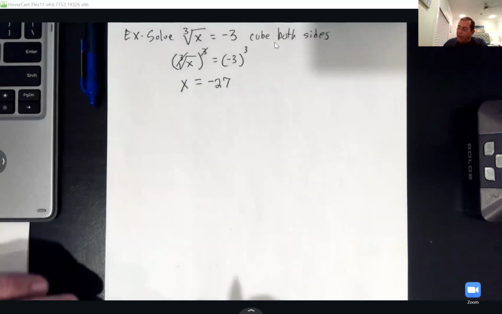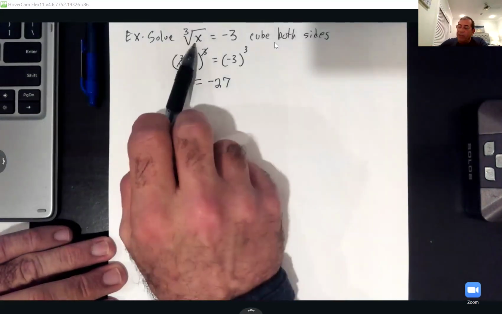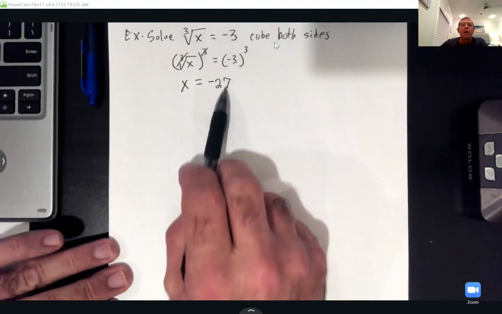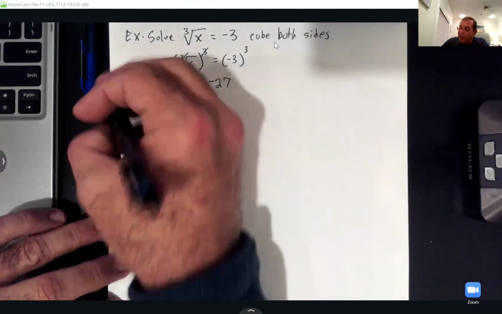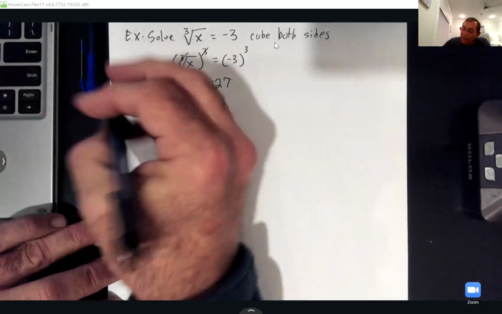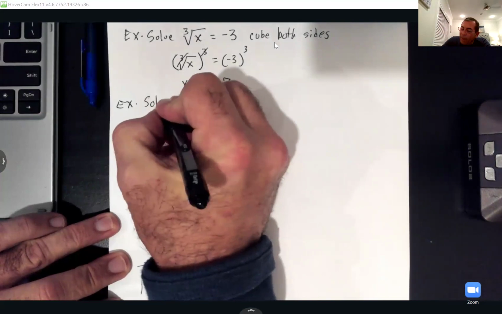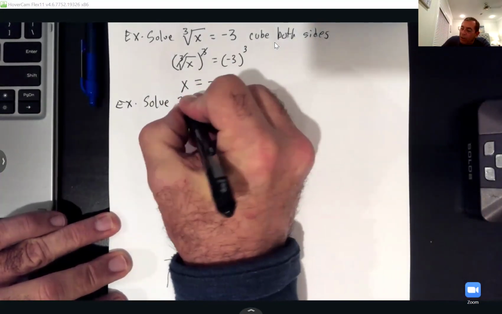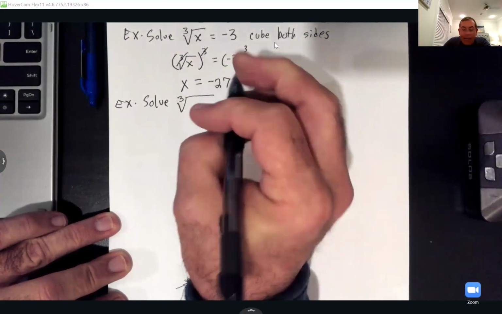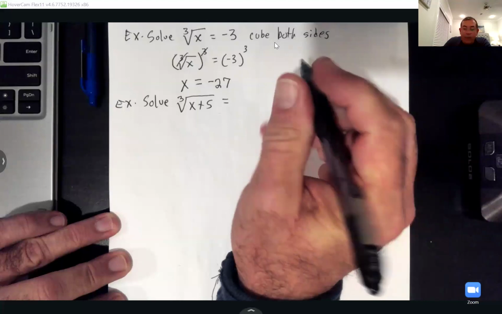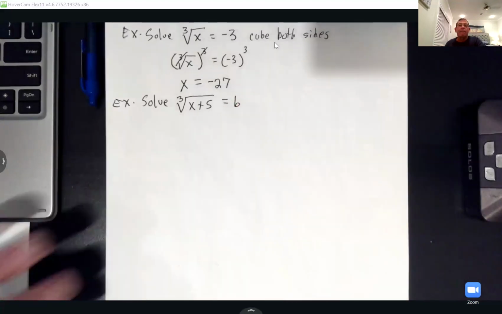Okay, y'all? Now, if you put that -27 in here, cube root of -27, well, that is a -3. So these will check out if you plug them back in. All right, y'all. So the last one for support. Solve the cube root of x plus 5 equals 6.